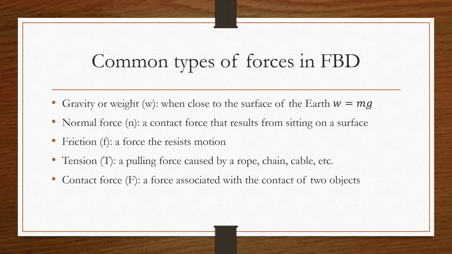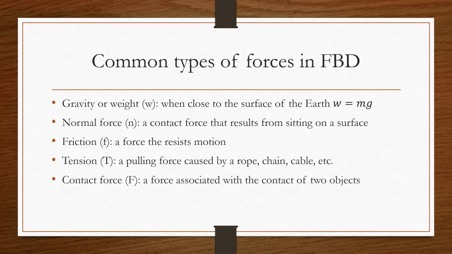The second one we use is normal force. And normal force is a contact force that results from sitting on a surface. It is always perpendicular to the surface the object is sitting on. The next one we had in my previous one is friction, which is a force that resists motion or resists what we call impending motion.